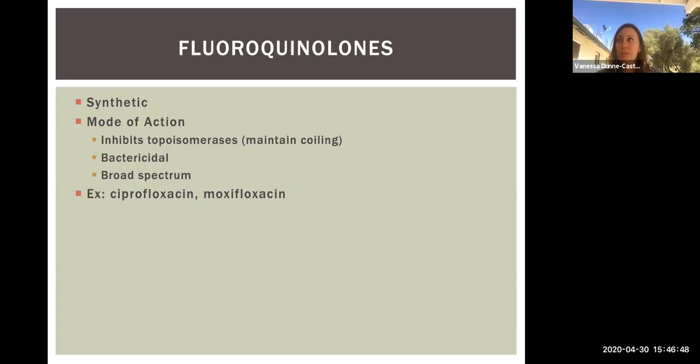Fluoroquinolones are in this category as well, which are inhibitory towards a broad spectrum, so towards a large class of organisms. This is your Cipro, or moxifloxacin. These are DNA replication inhibitors, blocking that topoisomerase so that replication cannot ensue.